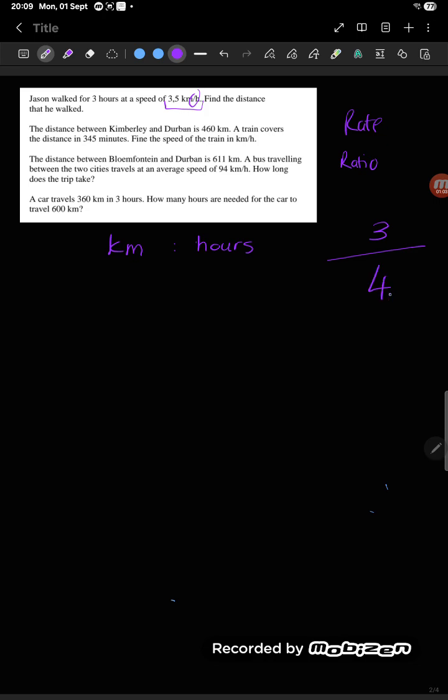It's 3 divided by 4. Kilometers divided by hours. Per hour. So I've got kilometers. I've got 2 units. I've got kilometers and I've got hours. So if I've got kilometers and hours, how many kilometers do I have? 3.5. How many hours do I have? 1. Often in this kilometers per hour ratio, the hours is 1.